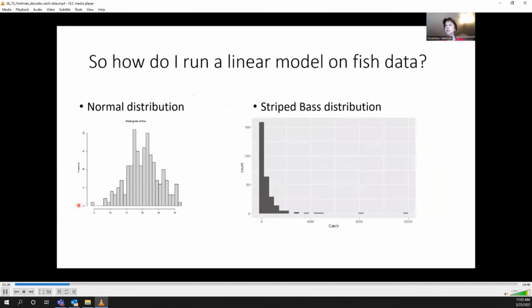So normal distribution, as I'm sure you all know, some randomly generated data, nice little bell curve. I took the striped bass data from the fall in the water trawl, calculated the total number of striped bass per monthly survey, and this is what the histogram looks like. That's not even close to normal. So what do we do?